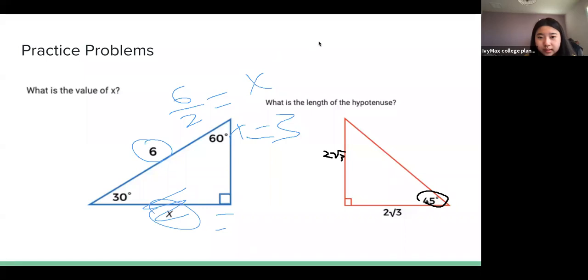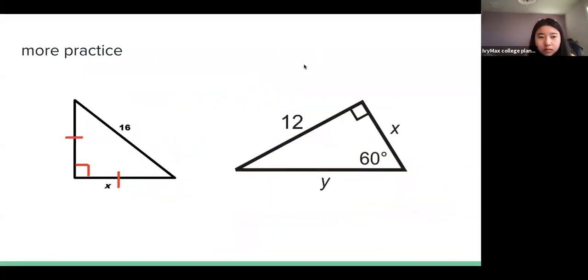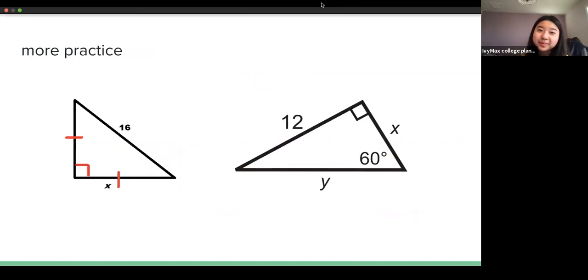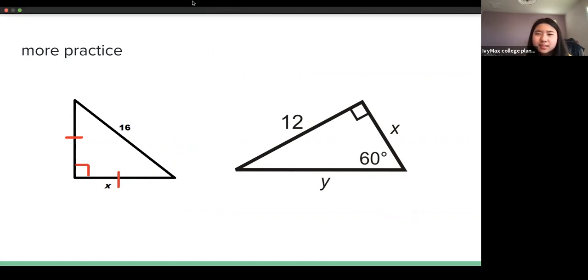Cool. Okay. Let's move on. So here are more practice problems. Maybe you guys can try them by yourself again, and then we will check the answers in about 1 minute.